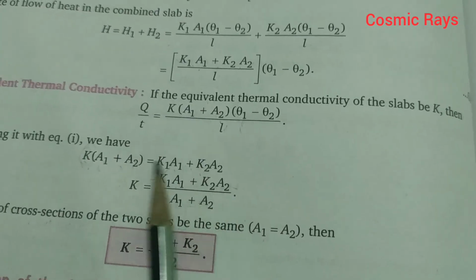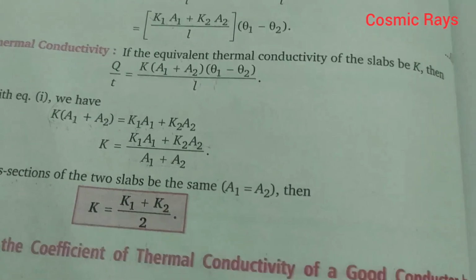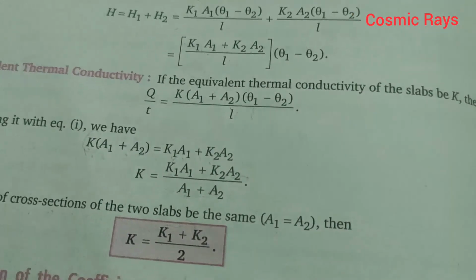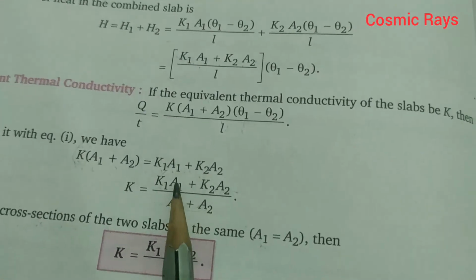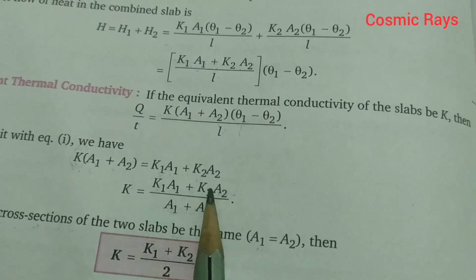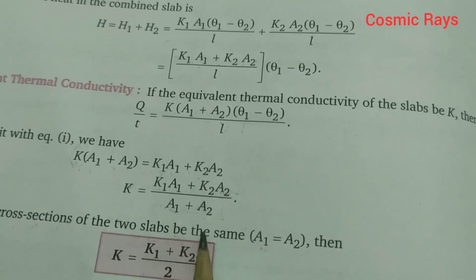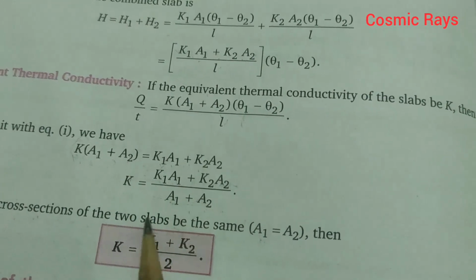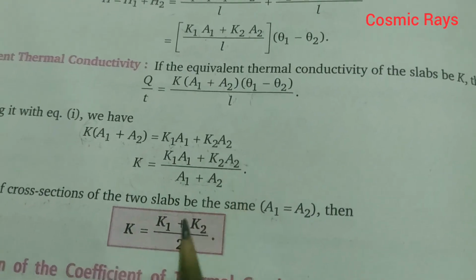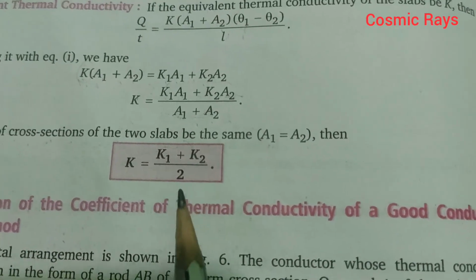Now in this, the special case would be if the areas of cross section A1 and A2 are the same. If that is the case, then A1 and A2 will be the same, so we can write it as A taken as common, and here A plus A will be 2A, so that A in the numerator and A in the denominator will cancel out, and this equation will reduce to K is equal to (K1 plus K2) upon 2.